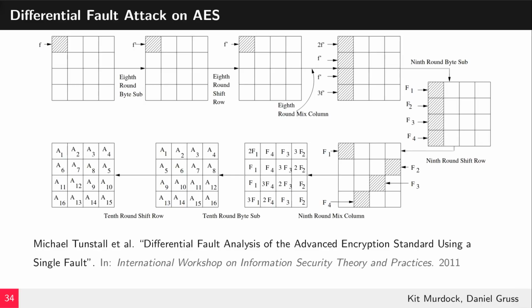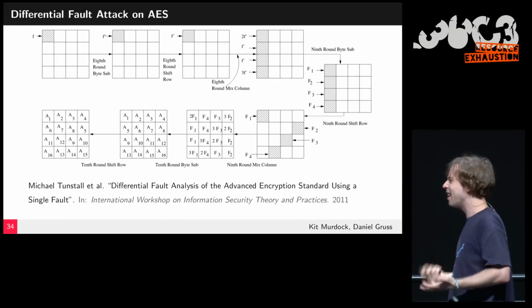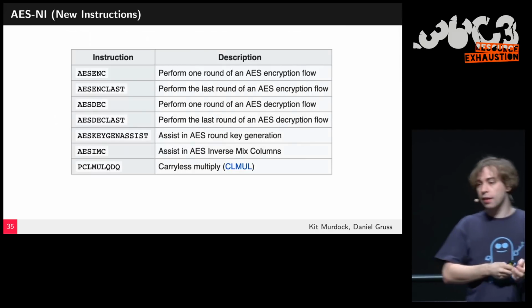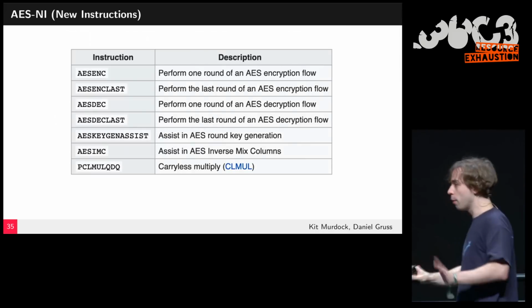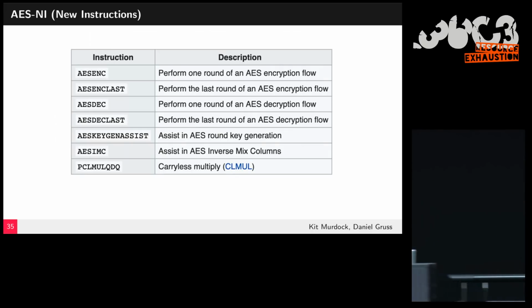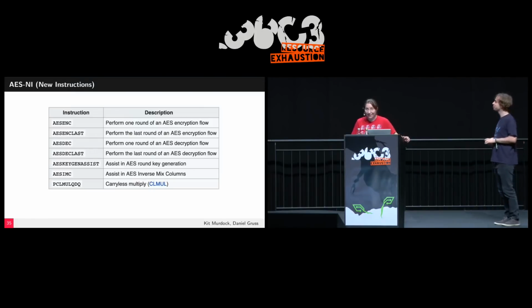Now, how does this work in practice? Well, today everyone is using AES-NI because that's super fast. That's again an instruction set extension by Intel, and it's super fast. Oh, OK. I want to have a go. Right, so let me have a look if I can break some of these AES new instructions.